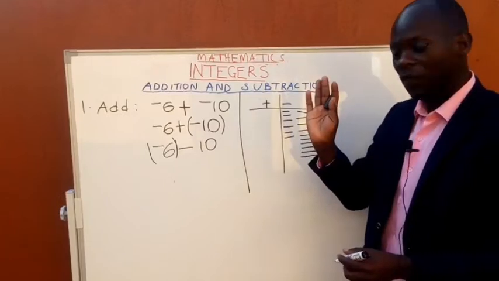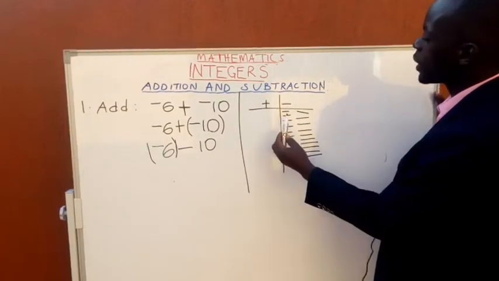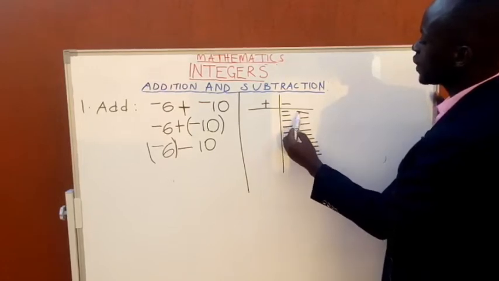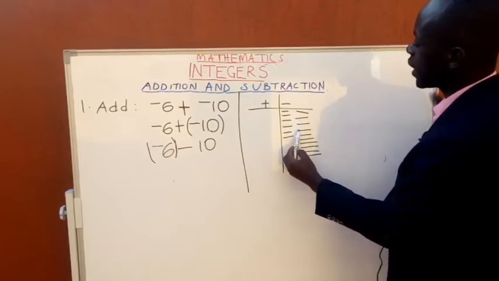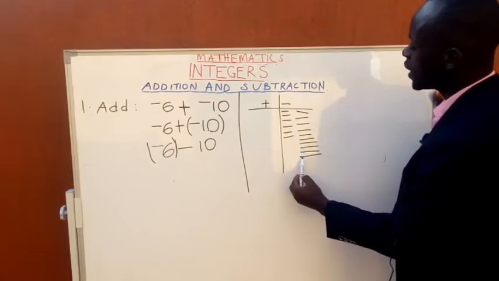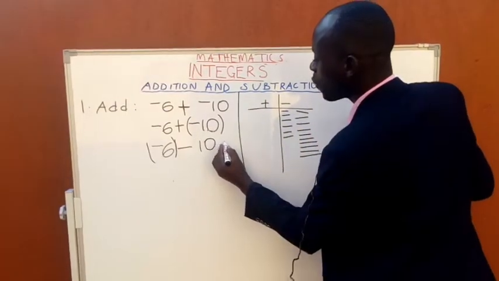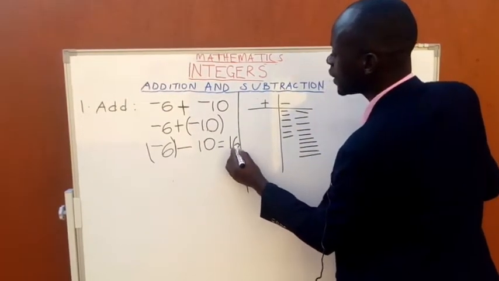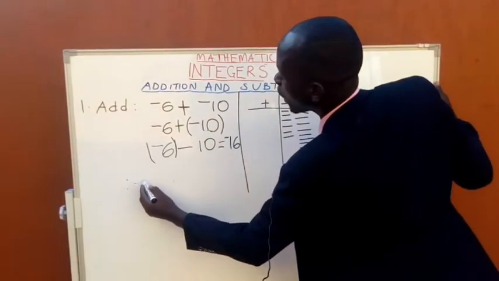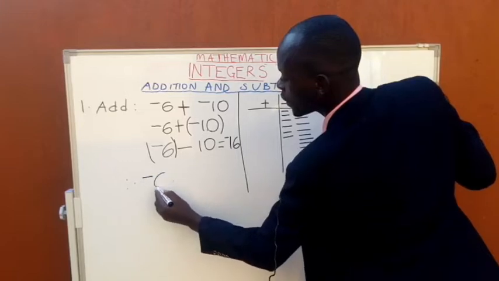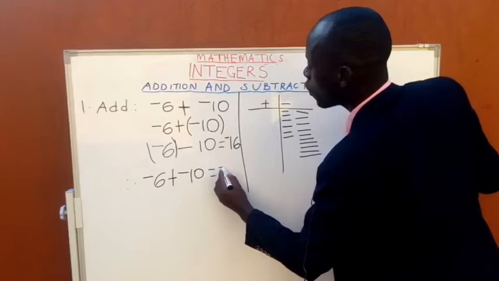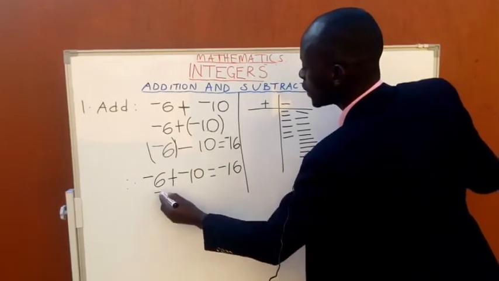Under positives, we have nothing. So what you're supposed to do here, you come and count: 1, 2, 3, 4, 5, 6, 7, 8, 9, 10, 11, 12, 13, 14, 15, 16. So here you have 16. But remember, they are all negatives. Now when you come and conclude, say therefore, negative 6 plus negative 10, you conclude with the original question equals negative 16.